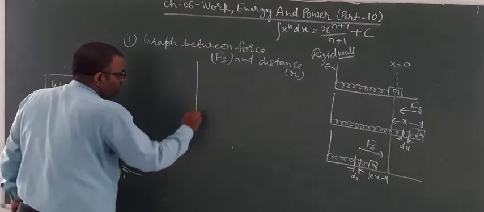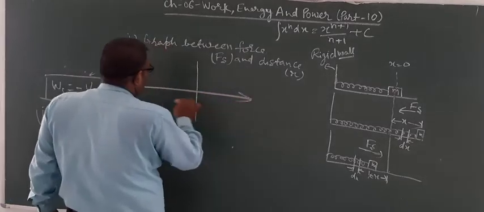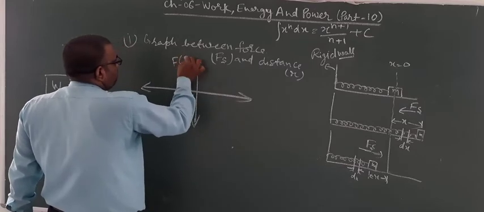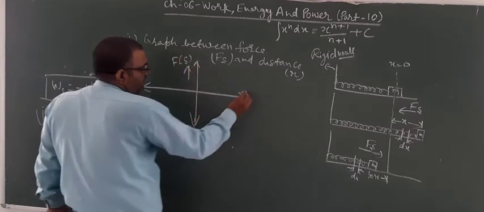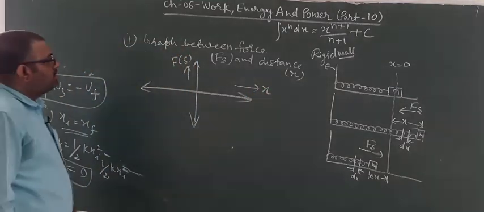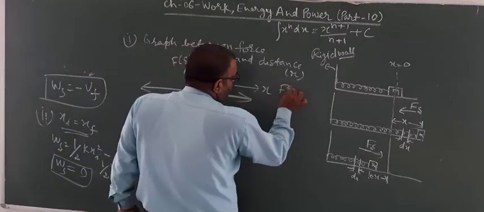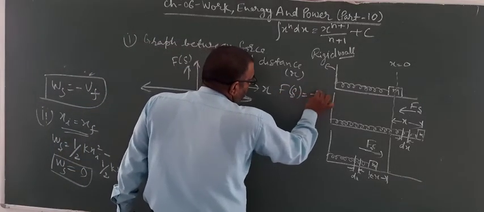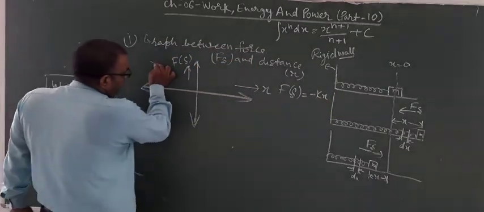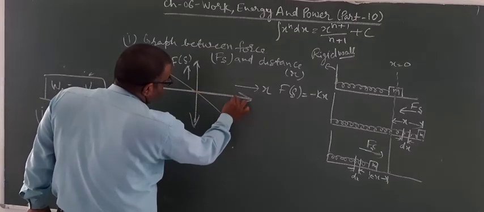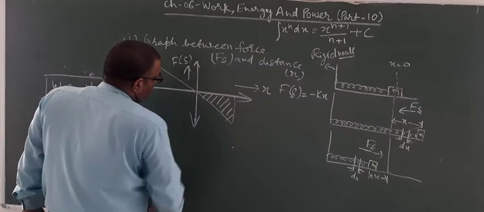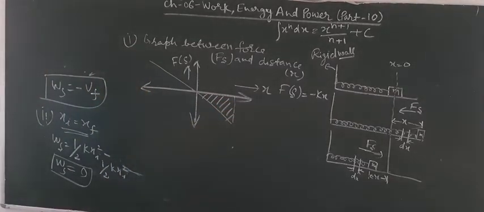So suppose this is the force Fs, and on this axis we draw the distance. Since we had studied that Fs is minus kx, the nature of the graph will be like this. This is the nature of the graph between Fs and x.